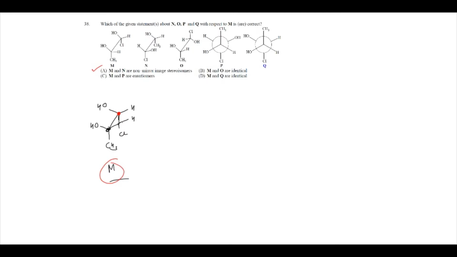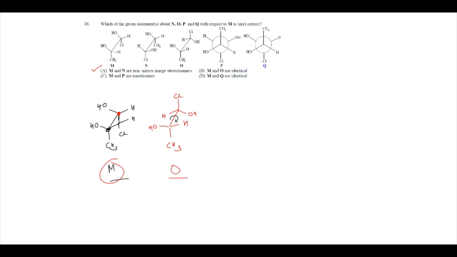Okay, now let me draw the O here. So this is the O. So we have Cl in this position, H here, OH here, here H, CH3, OH, and this will be Cl. Now, to get a proper orientation so that I can compare M and O, I will rotate the single bond. So I will rotate around this single bond 180 degrees again.